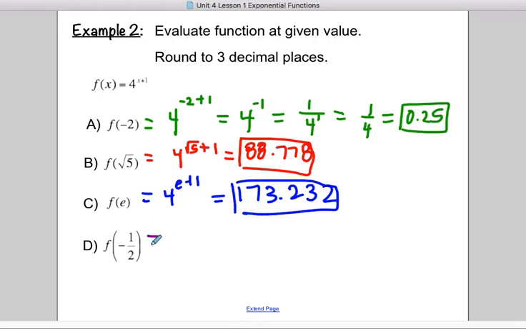Okay. So then the last one, 4 to the -1/2 plus 1. This really gives me 4 to the 1/2. Oh, the same thing as 1/2 is a square root. So I have the square root of 4, which is 2.